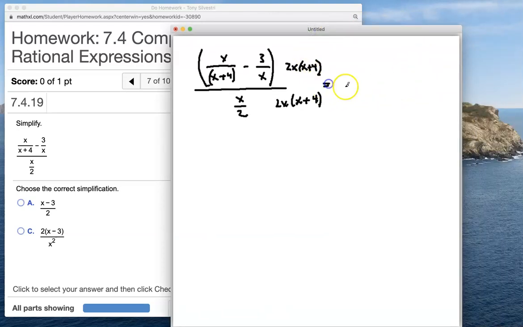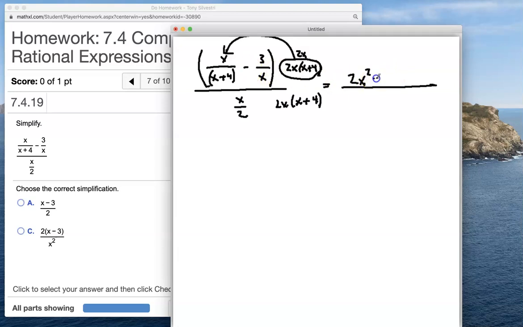That's equal to, get the answer ready, circle, point. Okay, focus your eyes on those two. The x plus 4's cancel. What survives is 2x. 2x meets up with this x. 2x times x is 2x squared.